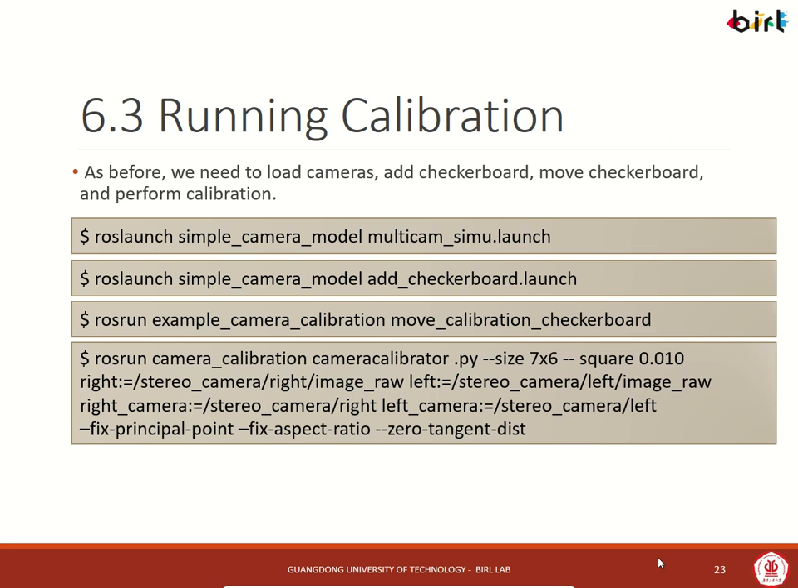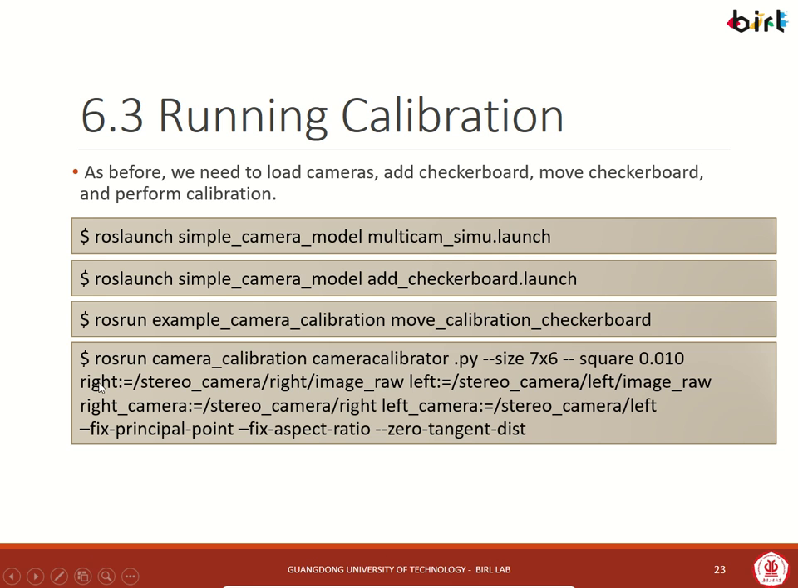So what we need to do as before is load the cameras, load the checkerboard, move the checkerboard, and perform the calibration. The steps are as before. This is how you start Gazebo. Add the checkerboard, move it. But for the calibration node, we need to add more information.